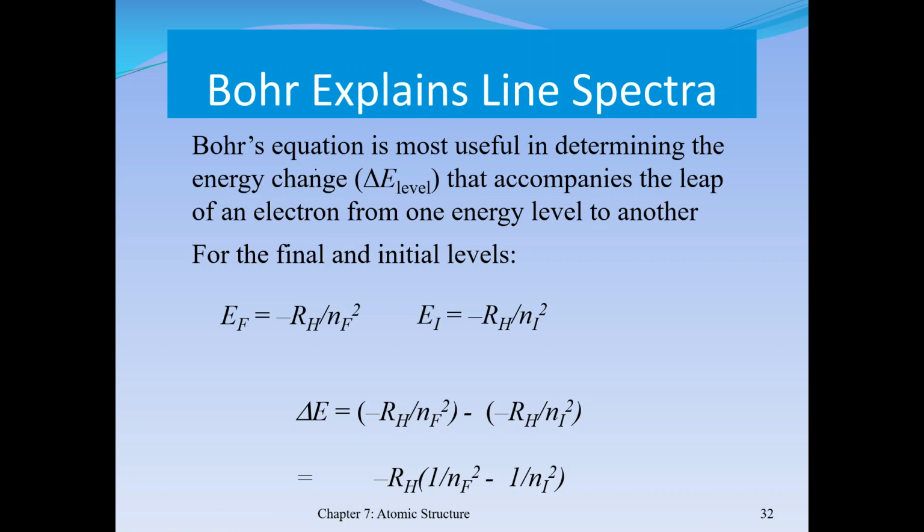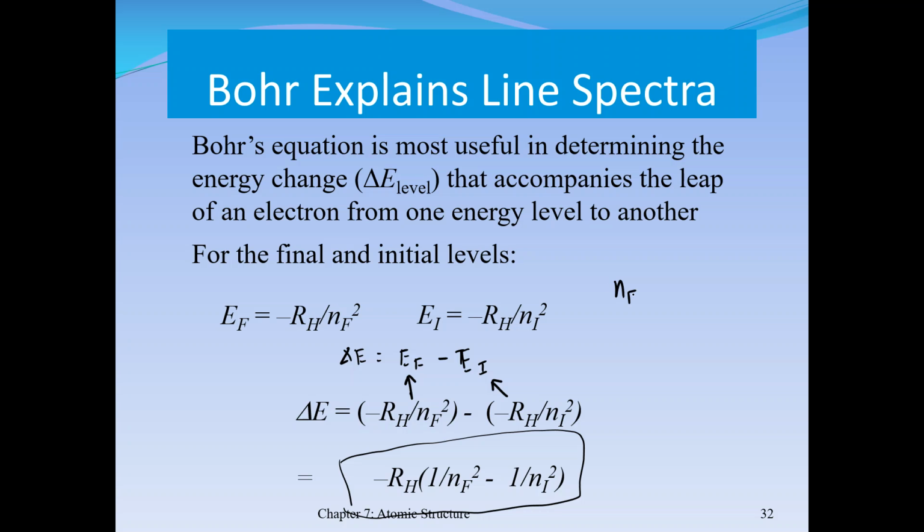So delta E will be equal to E final minus E initial. If delta E is equal to this, then this term here would be for E final, this term here would be for E initial, and when you simplify it, you get this expression right here for delta E. So delta E would be equal to minus RH times 1 over NF squared minus 1 over Ni squared. And that gives you the value of the energy of the transition that is taking place.